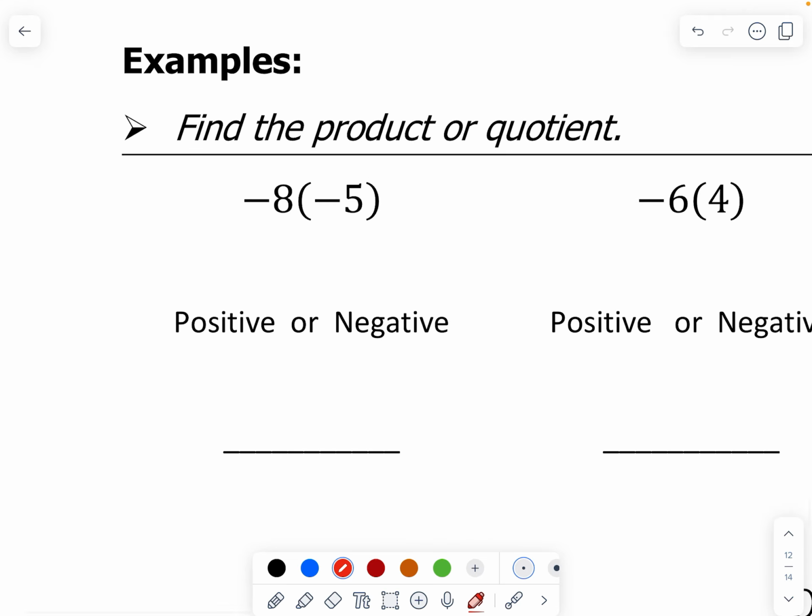So we've got this first problem, negative 8 times negative 5. First of all, if we just look at the problem, I can see that they have the same signs. They're both negative numbers. So this would need to be a positive answer. And at that point, you just do the multiplication. So 8 times 5, ignore the negatives. It's going to be a positive 40.